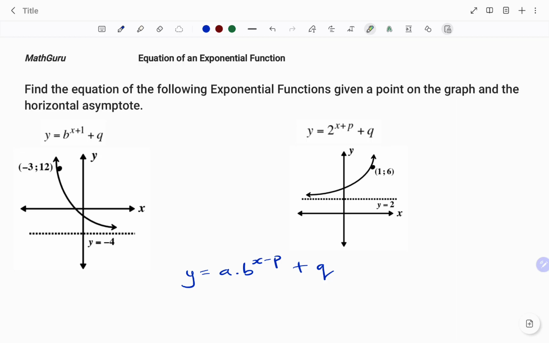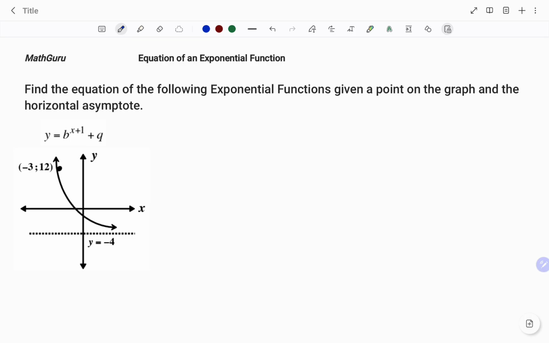So in this video, we're going to find the equation of the following exponential function given a point on the graph and the horizontal asymptote. Note that when finding the horizontal asymptote of an exponential function, the value is always equal to your q.